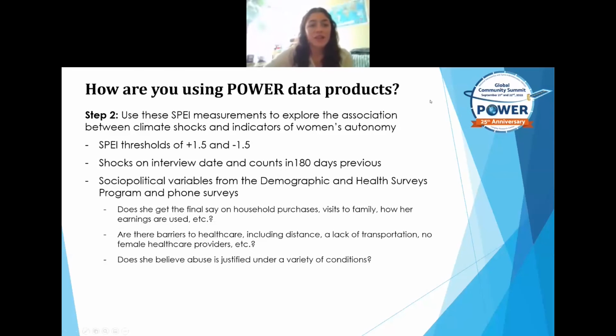We then use these SPEI measurements to explore the association between climate shocks and indicators of women's autonomy. So SPEI is a scale from -3, which indicates an extremely, extremely dry event, to +3, which is a really, really wet event. We use SPEI thresholds of +1.5 and -1.5. So anything from 1.5 to 3 would be an indicator of an extremely wet event. Anything from -1.5 to -3 is an indicator of an extremely dry one.